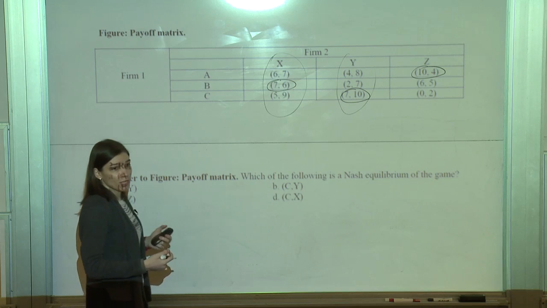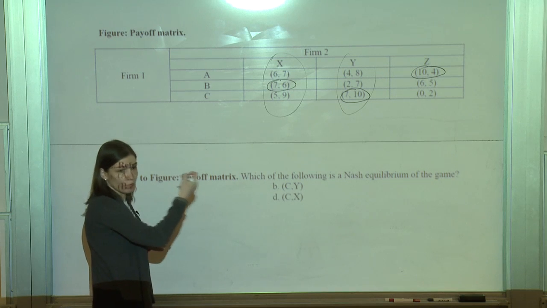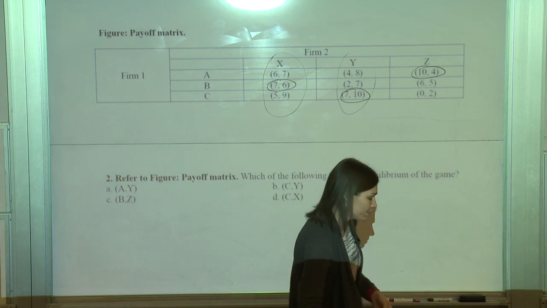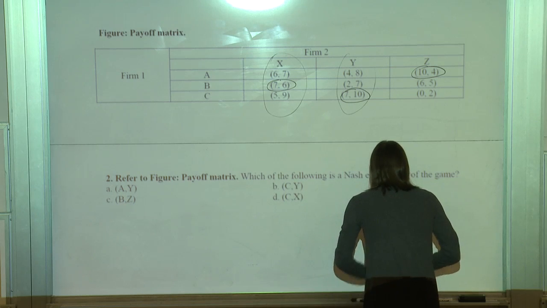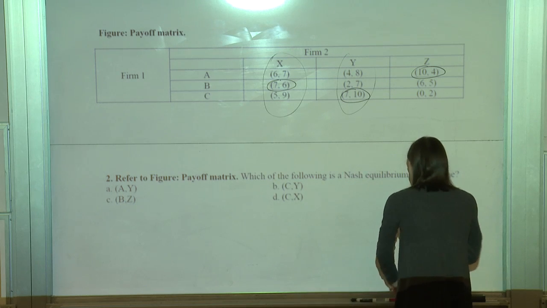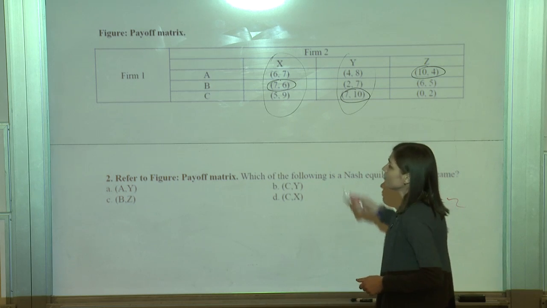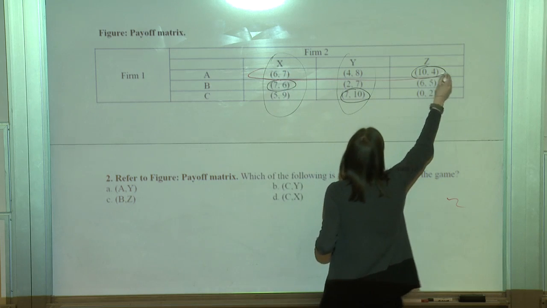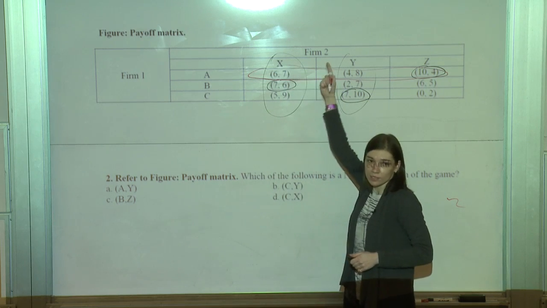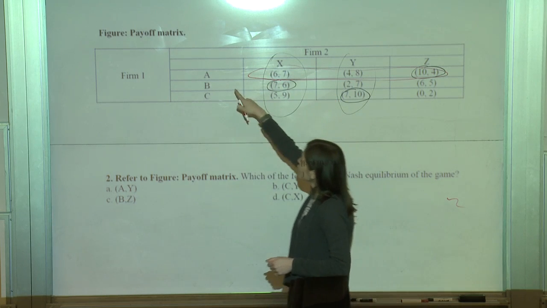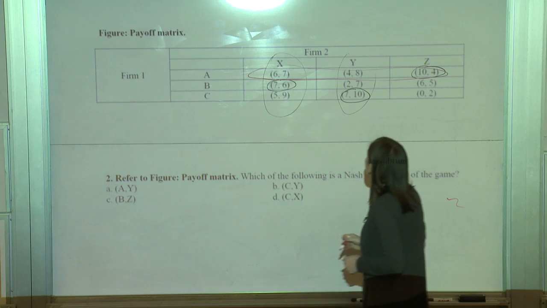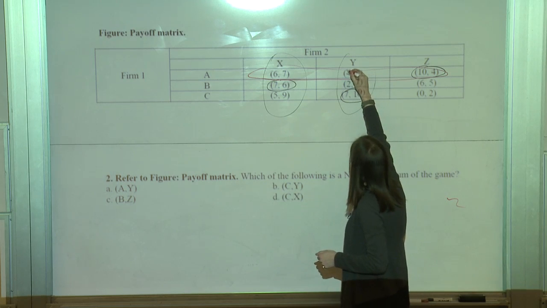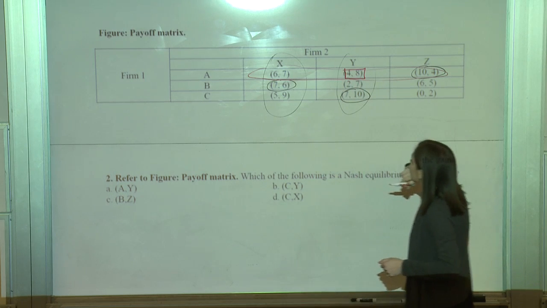Now we're going to repeat the exercise, but from firm 2's perspective. Let me use another color. We're going to ask ourselves, what is the optimal response for firm 2 if firm 1 chooses A? Now we're looking at these options, and remember, it's the second number that is the payoff for firm 2. So if firm 1 chooses A, what is firm 2's optimal response? Y, because it gives it 8 versus 7 versus 4. So that's one of the options.